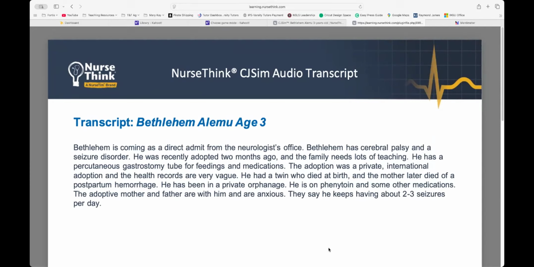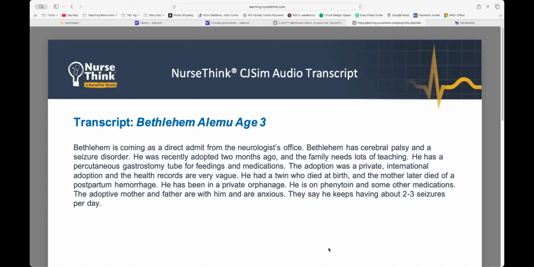Maybe a traumatic birth. Yeah, traumatic birth. So we had a twin that died at birth. Mom died later of a postpartum hemorrhage. So that sounds like a very traumatic delivery. There may have been an abruption or something that caused a prolonged period of time without oxygen during that birthing process. And that could explain both the cerebral palsy and the seizure disorder.